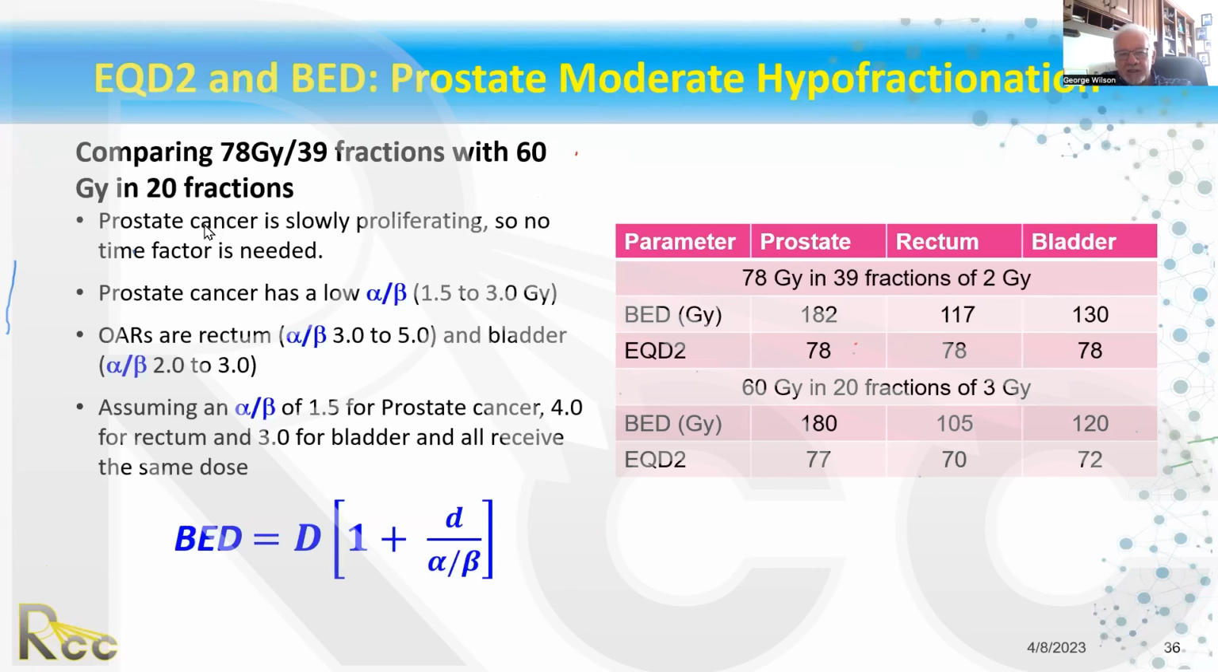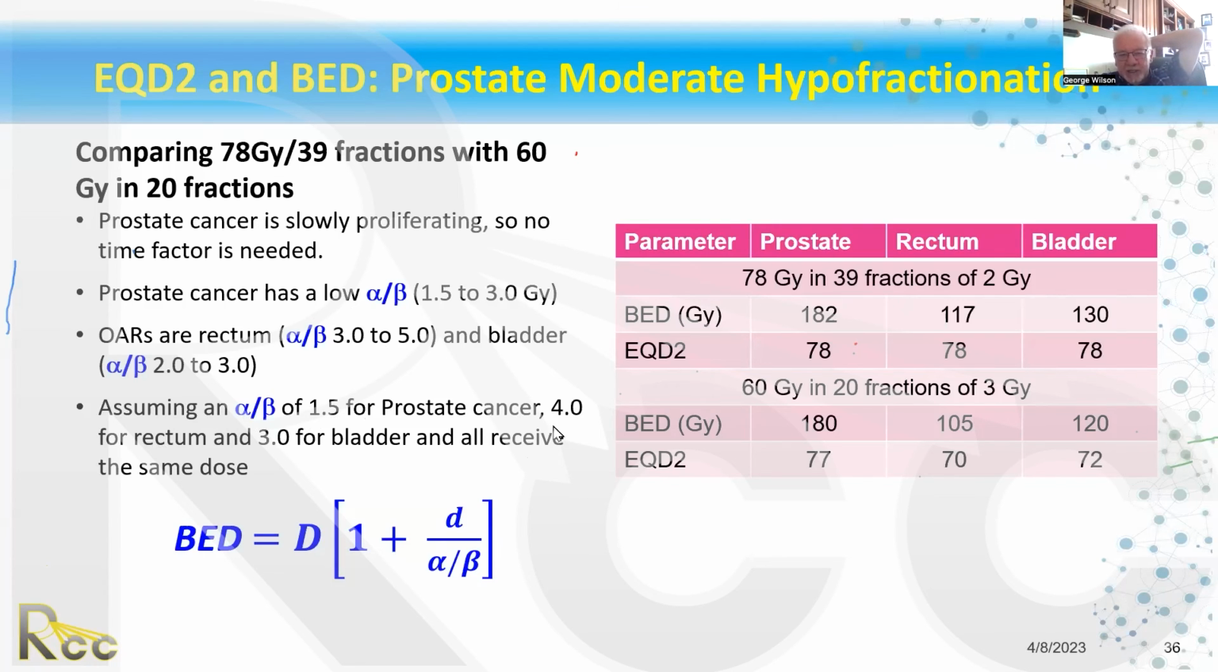So again, prostate cancer is slowly proliferating, a low alpha beta ratio, so we don't have to worry about a time factor. Again, the alpha beta ratio is usually quoted from 1.5 to 3 gray. The organs at risk will be the rectum and the bladder, and the rectum has an alpha beta ratio of 3 to 5, bladder 2 to 3. We're going to assume an alpha beta ratio of 1.5 for the prostate cancer, 4 for the average value for rectum, and then 3 for the bladder.